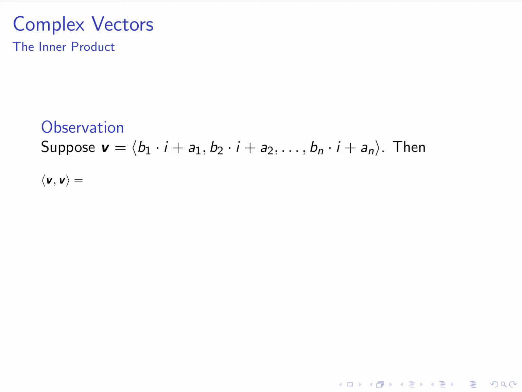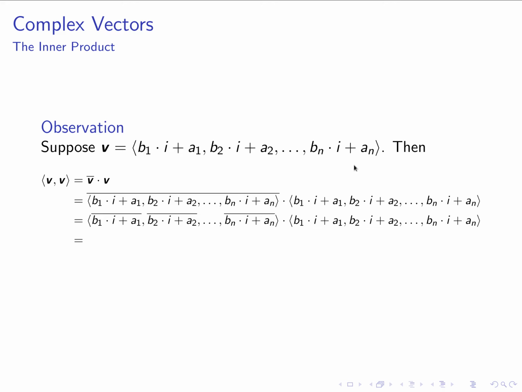Well, what happens if we take the inner product of v with itself? By definition, we're supposed to first conjugate v, so conjugate every entry inside this vector, and then we take a dot product with the vector. So now, what we're doing is negating every imaginary part of every coordinate of v, and then taking a dot product.